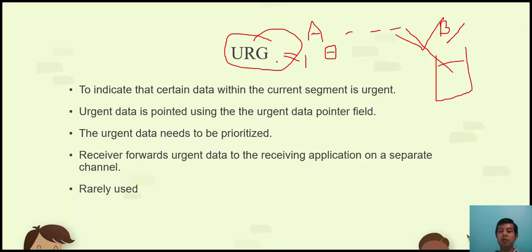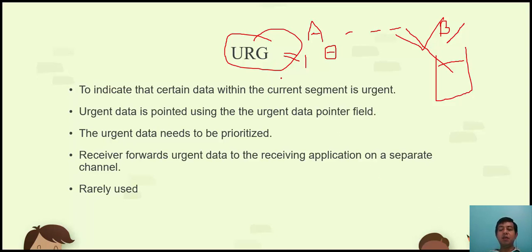It understands that this truck is carrying some very urgent material, so it takes the truck through a different gate. The other trucks are coming in sequence by the normal gate. Same way, if a packet arrives with the URG flag set, it means that this packet contains urgent data. So what the receiver side will do is deliver this packet to the application layer through a separate channel.